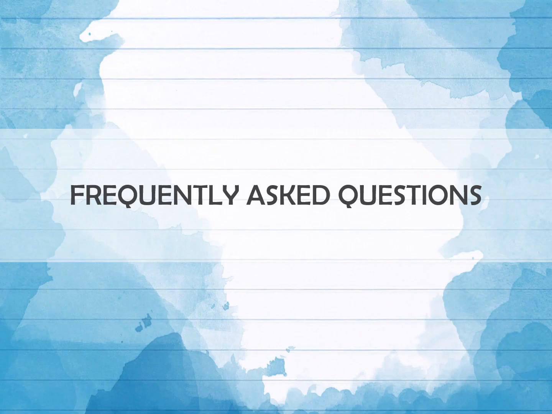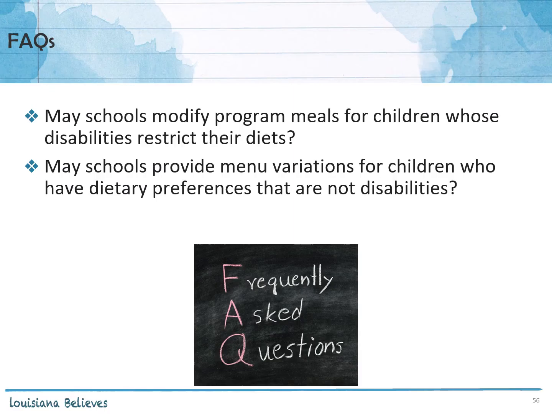Now let's discuss some frequently asked questions about the school breakfast program and components. May schools modify program meals for children whose disabilities restrict their diets? Yes. Schools are required by law and program regulation to make reasonable modification to meals and snacks for students with a disability that restricts their diet.